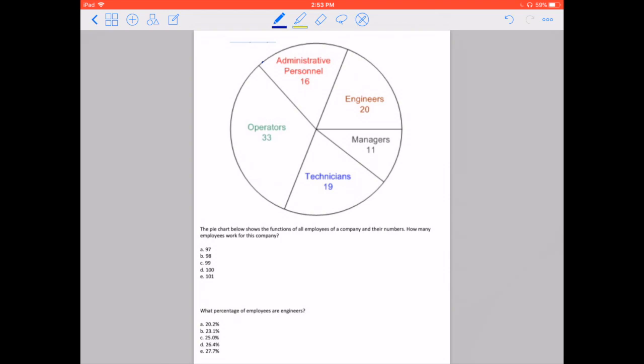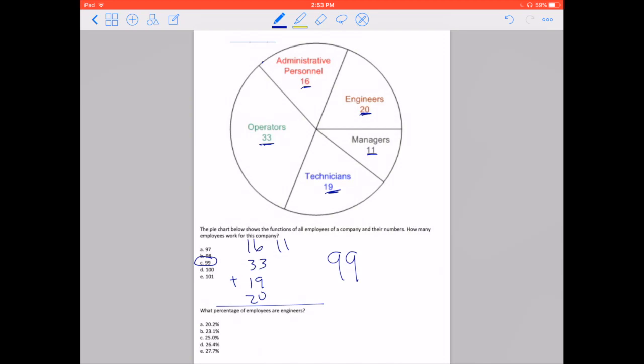Our first question says the pie chart shows the functions of all employees of a company and their numbers. How many employees work for this company? This one's pretty easy. It shows you how many of each of these types of employees there are. So 11 managers, 19 technicians, et cetera. With this, we're just going to add 16 plus 33 plus 19 plus 20 plus 11. We can add all of those up in your calculator, and when you do that, you should get 99, which is C.